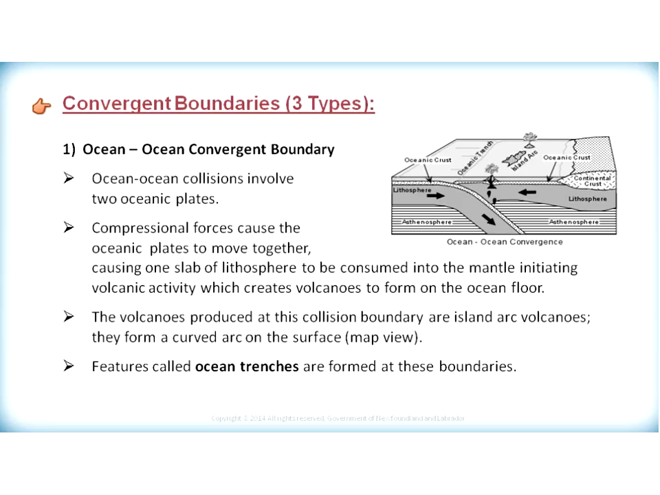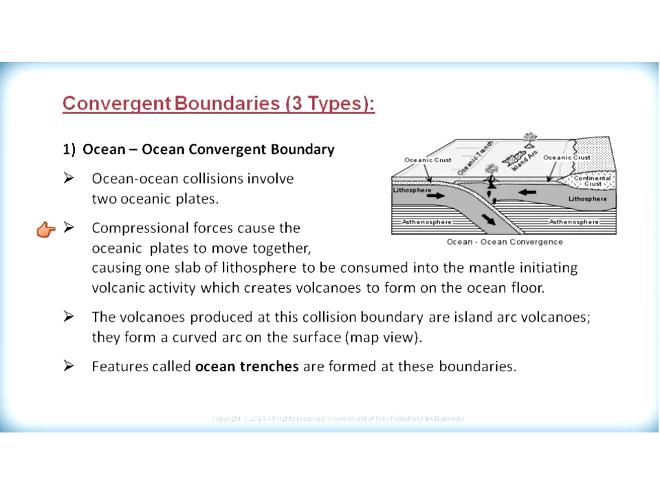Let's first look at the convergent type plate boundary. Convergent boundaries exist in 3 types. The first type of convergent boundary exists where you have ocean crust colliding with ocean crust. These ocean-ocean convergent boundaries are formed when you have 2 oceanic plates colliding together.